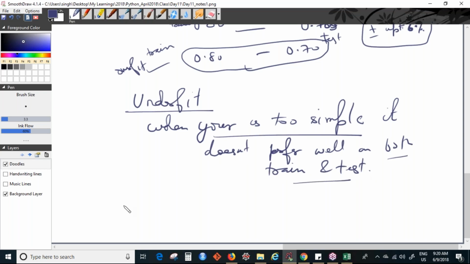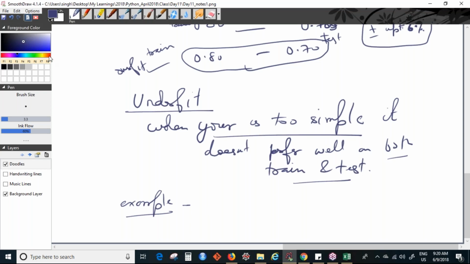Okay. So for example, can you give me an example of an underfit model, guys? You already know it. Can you give me an example of an underfit model which is too simple? Yes, the baseline model. Shubham is right.